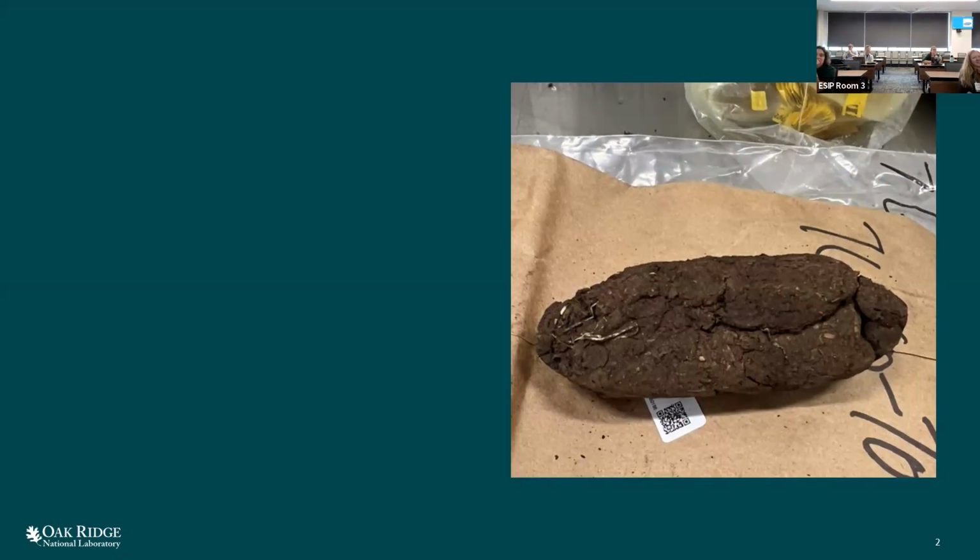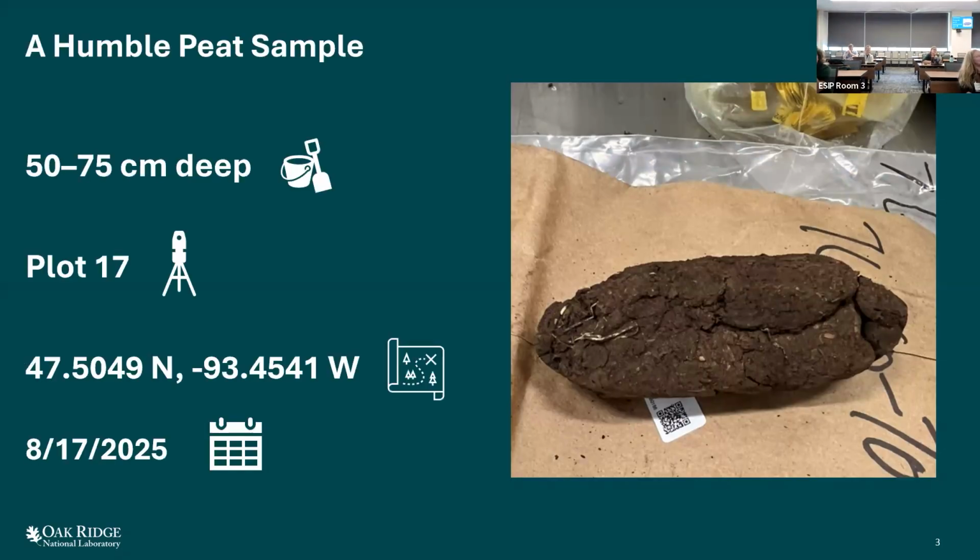Give you a hint, it's a sample. It's not a stool sample. It is a piece of peat moss. So not moss, but this is the Catatown peat, so it's below the water table from a bog. It is from 50 to 75 centimeters below the surface. That's one bit of metadata. It's from plot 17, whatever that means. We have some coordinates for it and a date. So this is metadata. Super helpful, right?